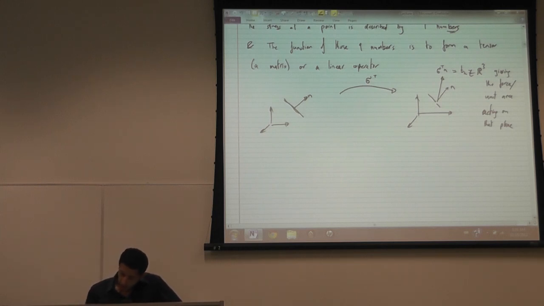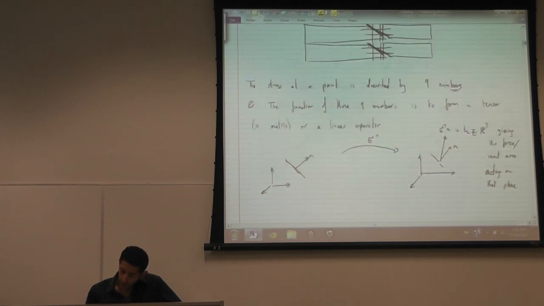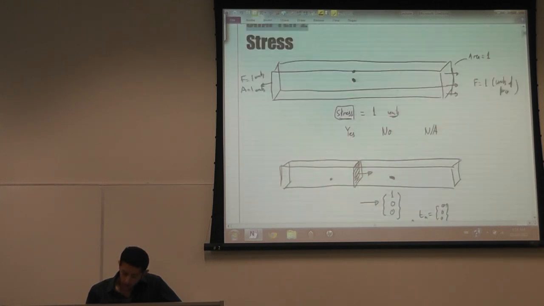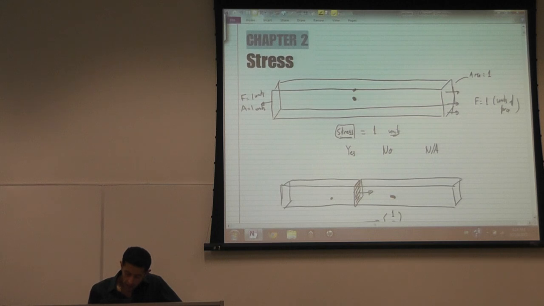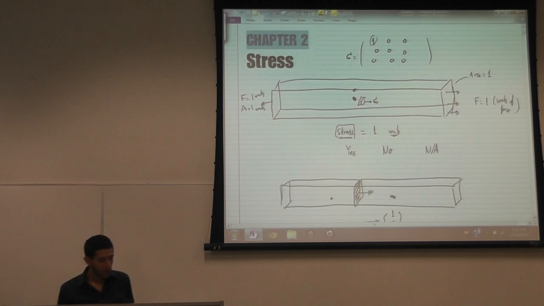And so visiting our example again, the stress here is actually defined by nine numbers, and we'll go through those numbers again. One, and the rest are zeros. This gives me the normal component in this direction, sigma one, and we'll define all those components in a short while.